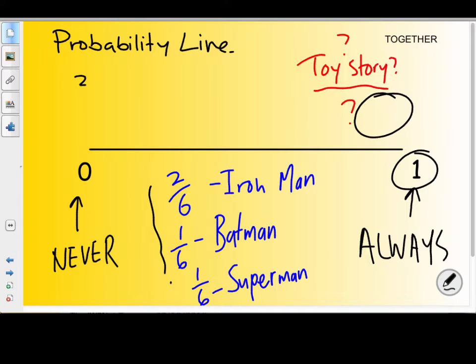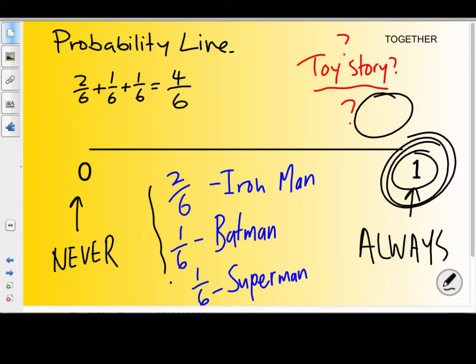Okay, you should have gone 2/6 plus 1/6 plus another 1/6 equals 4/6. Right, so you're not at 1 yet, are you? You've got to get to the magical number 1. So this is Iron Man, that's Batman, that's Superman. That's all of the chance that I'm going to see one of those movies added together. But we're not at 1. 4/6 plus something equals 1. And that's the missing chance value, the missing probability we're looking for.